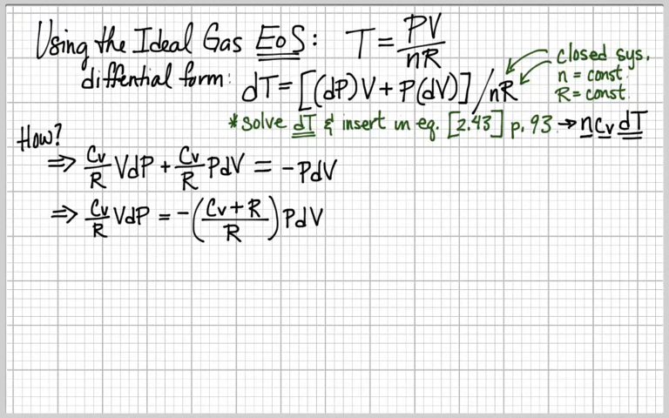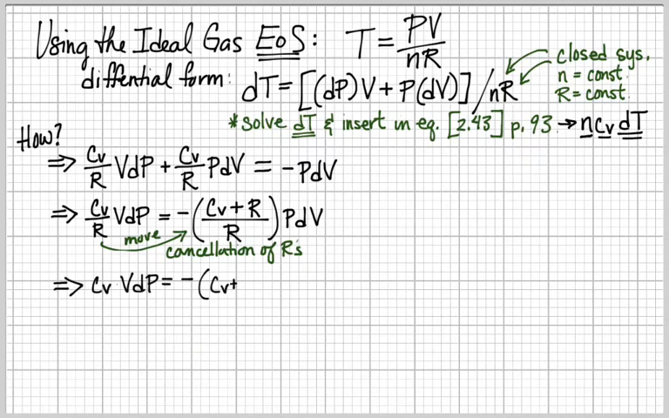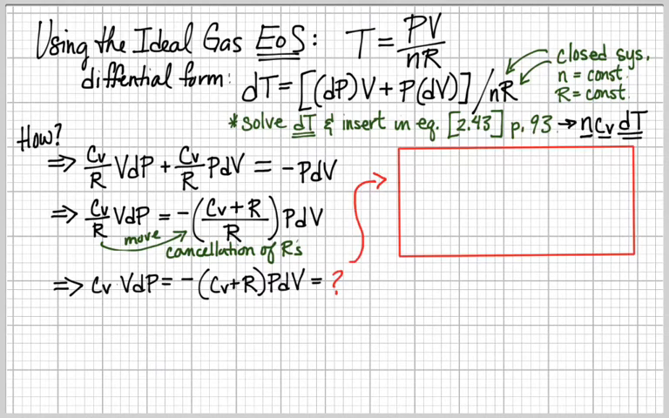Now I'm going to bring my CV over R PdV term over to the right side. And so I'm going to have all of my PdV terms on the right-hand side of the equation, and that's what you see in the next line. I'm going to further move my gas constant over from the left side of the equation to the right, and the numerator and the denominator R will cancel out, which will leave me with CV times VdP is equal to minus CV plus R times PdV.